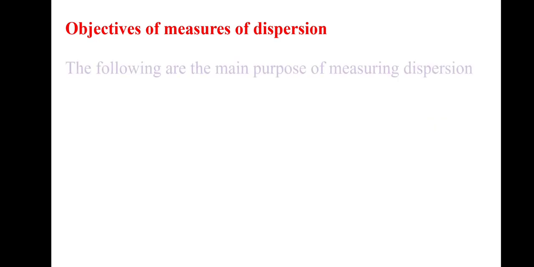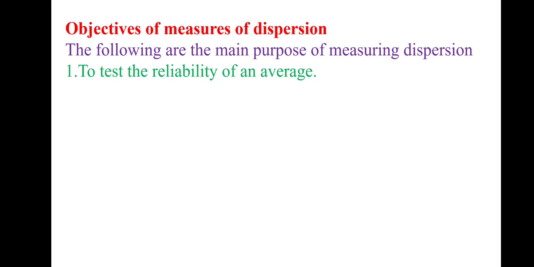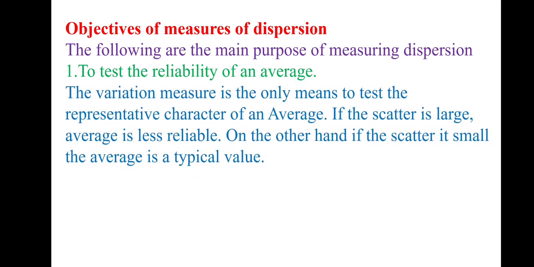Then what are the objectives of measures of dispersion? The following are the main ones. First, to test the reliability of an average. Whether the average is reliable or not when we are going to take a calculation. The variation measure is the only means to test the representative character of an average. If the scatter is large, the average is less reliable. On the other hand, if the scatter is very small, the average is a typical value.